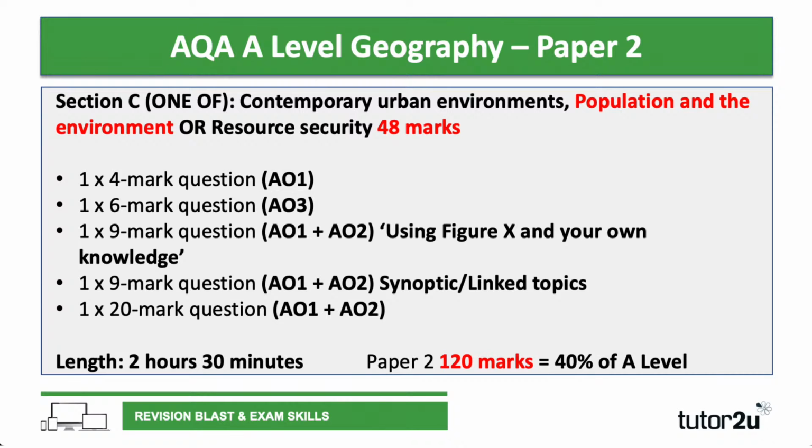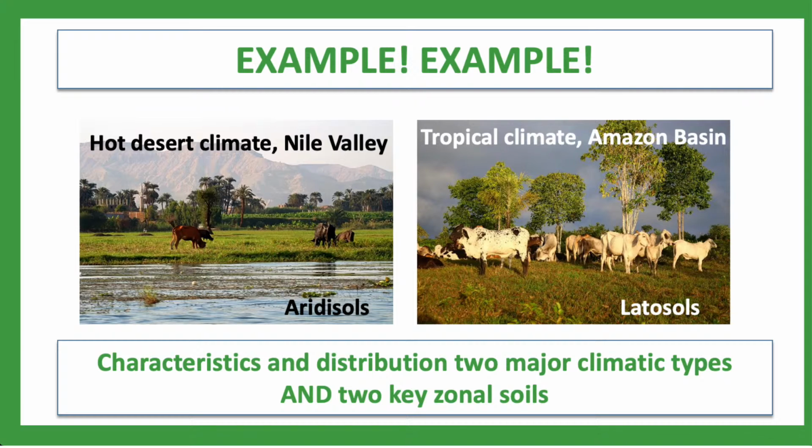Now, if we look at the 48 marks for this topic, clearly you need to spend a little bit more time on section C. So you might be looking to spend an hour on section C and 45 minutes on the global systems and global governance, and then 45 minutes on changing places. Okay, so that's the overview.